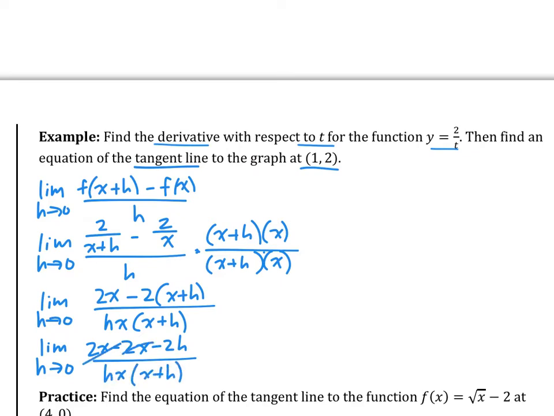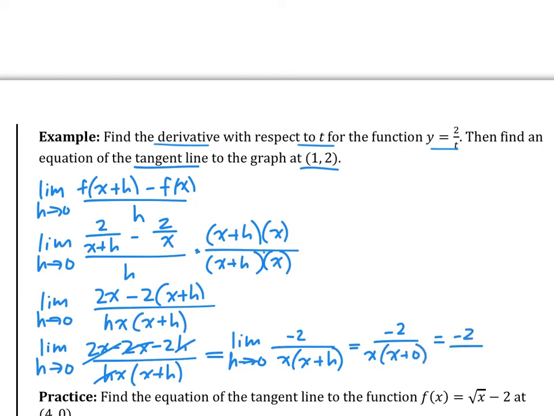That cancels. We have a minus 2h in the numerator. That h will cancel with the denominator. So then this becomes limit as h goes to 0 of minus 2 over x times x plus h. Now we should be able to plug in h equals 0 and not get a 0 over 0 again. So x times x plus 0. So this is going to be minus 2 over x squared. Please don't write 2x. This is x squared.